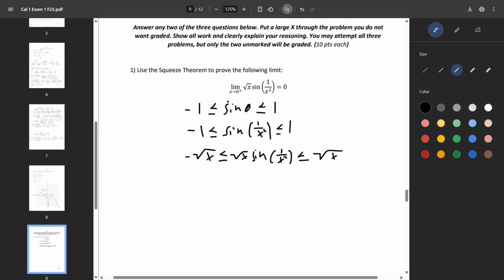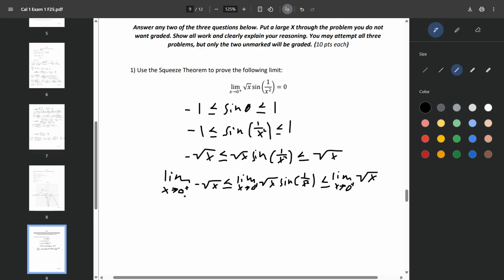And then finally we're going to apply our limit, which in this case will be the limit as x approaches 0 from the right of negative root x, less than or equal to the limit as x approaches 0 from the right of root x times sine of 1 over x squared, less than or equal to the limit as x approaches 0 from the right of root x.